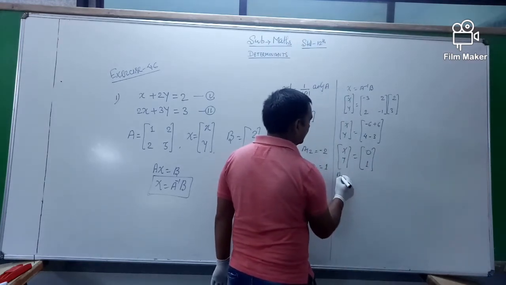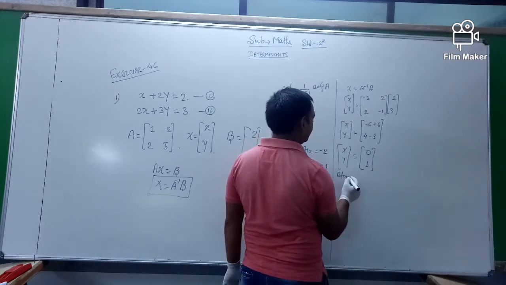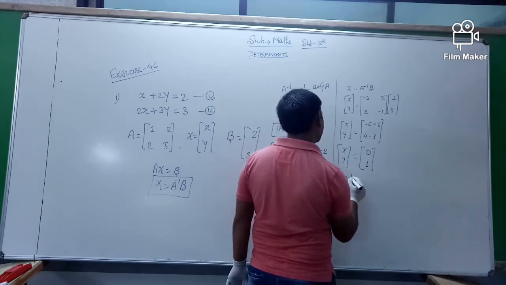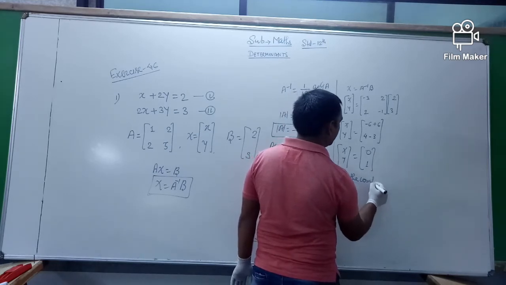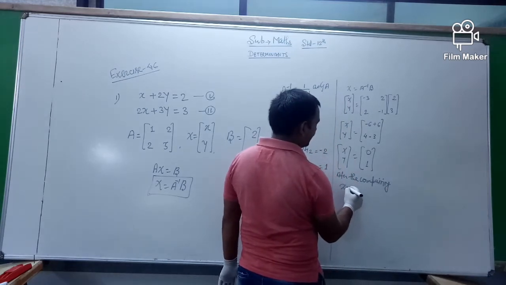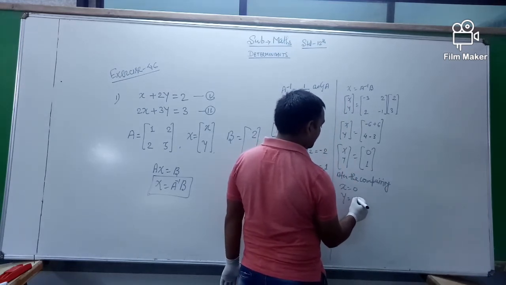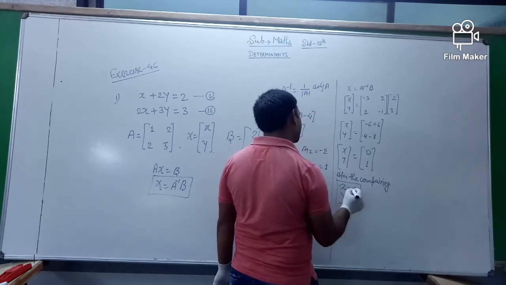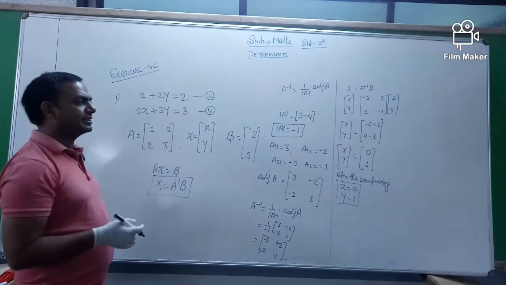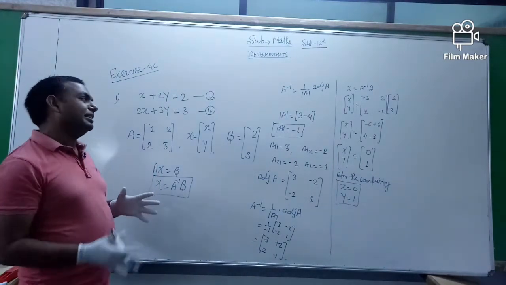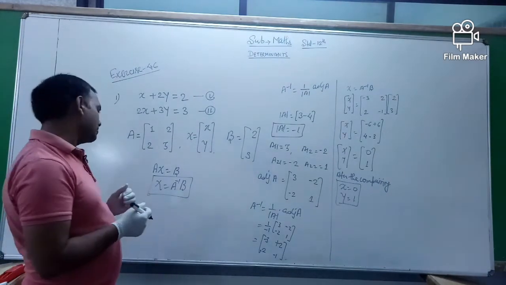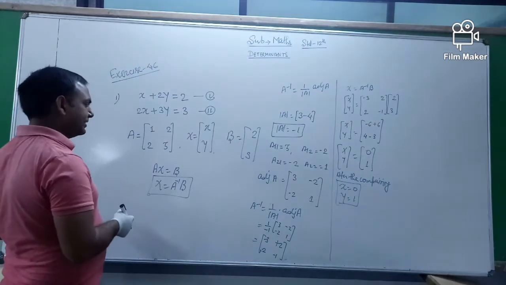After comparing, x is equal to 0 and y is equal to 1. So this is the solution of that equation. You can find the solution of linear equations using the inverse matrix method. This is the equation of the 2 by 2 matrix. Okay, I think all of you understand.